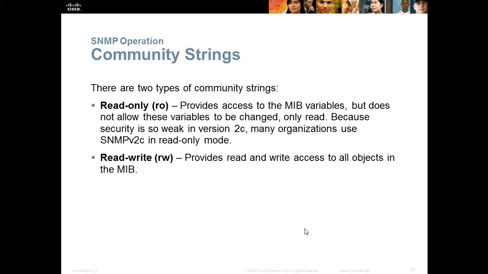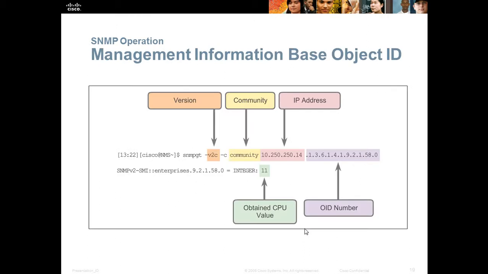Community strings: there are two types of community strings configured in SNMP. Read-only provides access to the Management Information Base variables but does not allow these variables to be changed. Because security is so weak in version 2c, many organizations use SNMP version 2c in read-only mode. Read-write provides read and write access to all objects in the Management Information Base. This is how the Management Information Base objects work in SNMP.